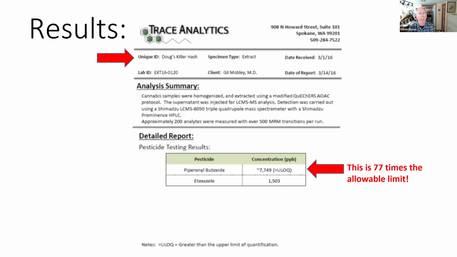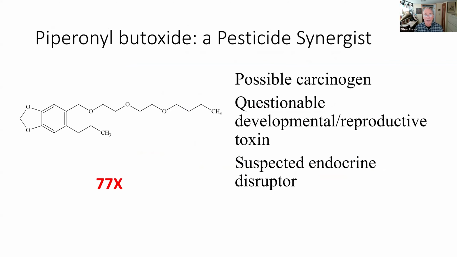So this is one example, a thing called Doug's Killer Hash, which I think is ironic considering that piperonyl butoxide was at almost 8,000 parts per billion, which would be 77 times the allowable limit if that were applicable. And then etoxazole as well, 15 times.